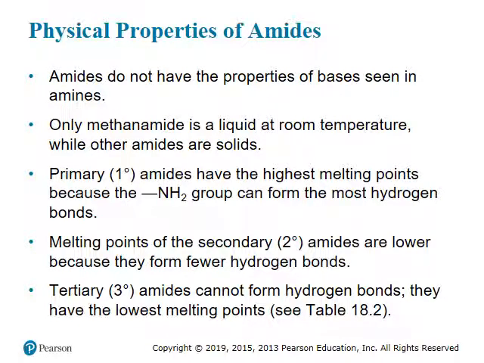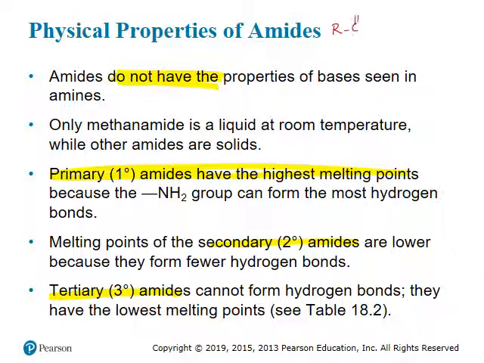Now we talk about some properties of amide. Here are some physical properties of amide. Amides do not have the properties of bases seen in amine, which means, remember how amines act as bases? In this case, amides do not act as base, because this is no longer an amine, it's an amide. It is bonded to carbonyl, so it does not act as a base. Primary amides have the highest melting point. Let's say primary amide have highest melting point, then secondary, and then tertiary. Why would you say that is happening?